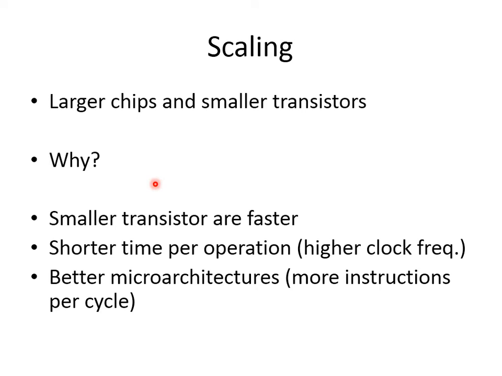Smaller transistors. Two reasons. One is that smaller transistors are faster. This is not obvious, and it's not exactly true now, but up to now it has been true. And if you have faster transistors, you can have a shorter time per operation, and this means that you can increase the clock frequency. As I said before, the 4004 microprocessor of 71 had a clock frequency of 100 kilohertz. Now it is common to have a clock frequency above 1 gigahertz, of course. So this is only possible because you have much smaller transistors which switch faster.